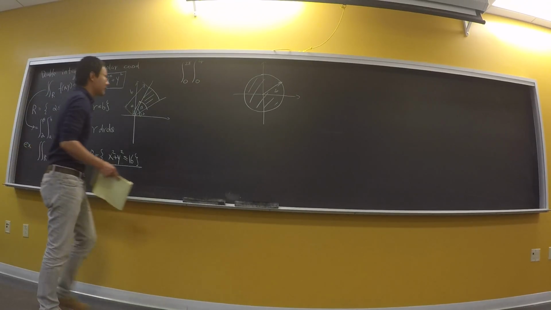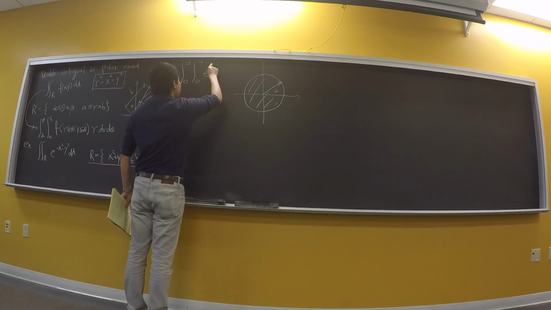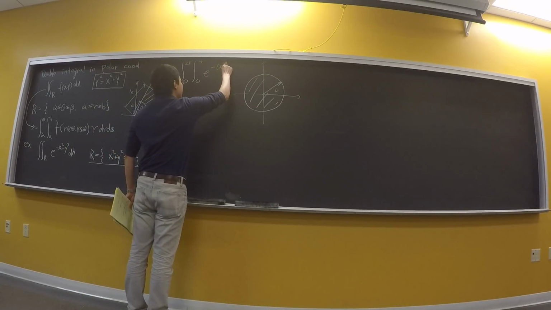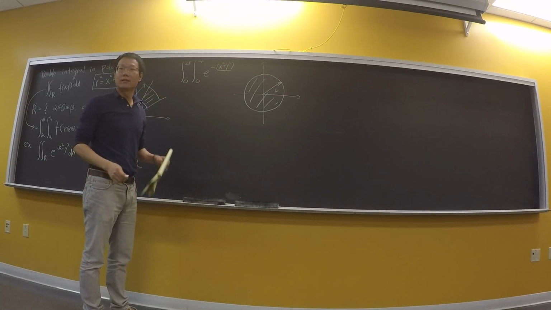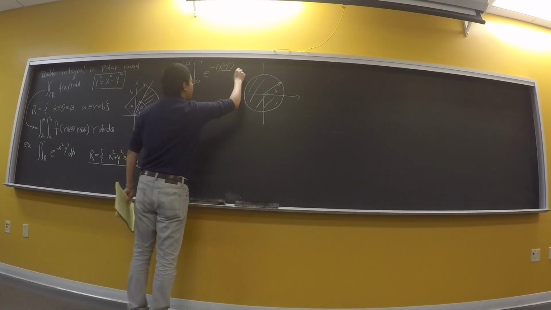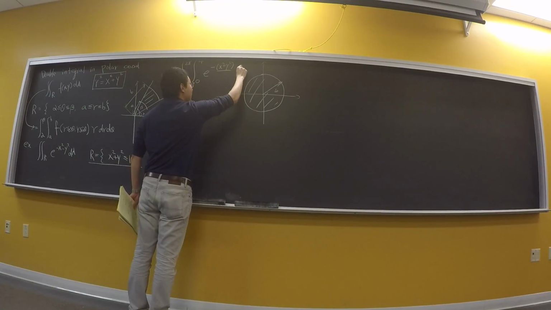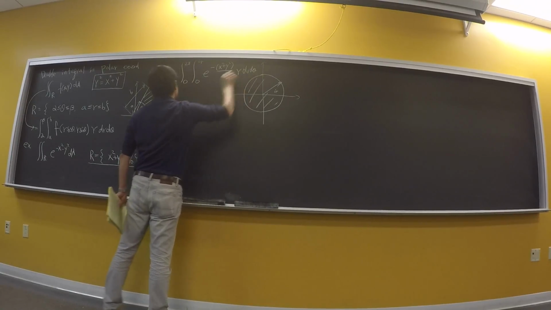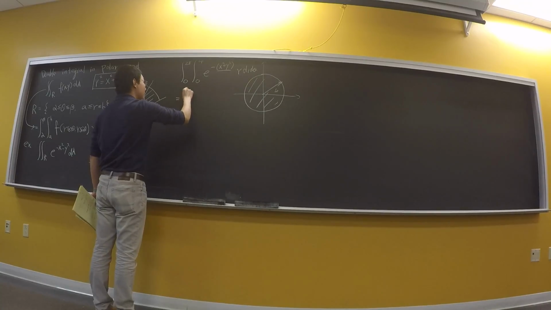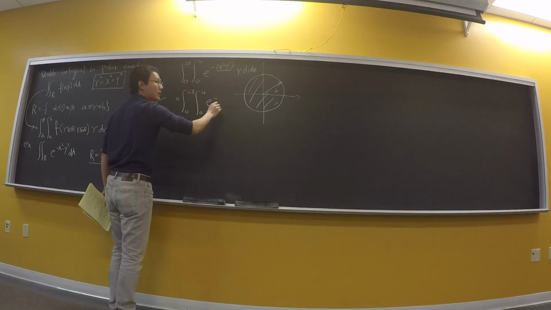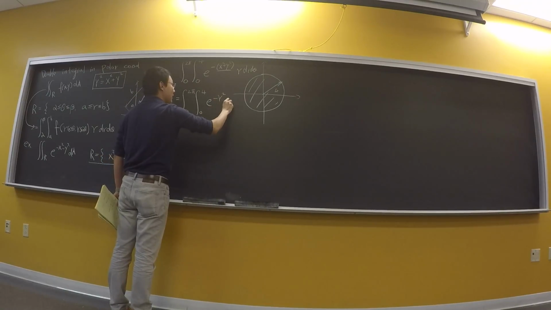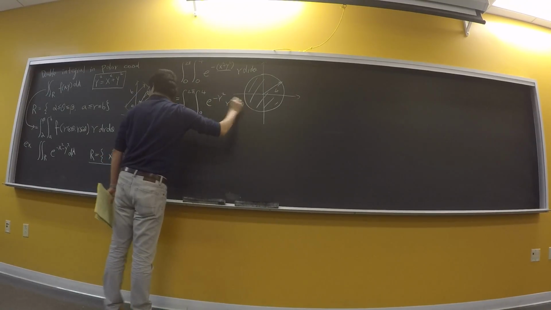This is indeed one of the hints we began from. So e to the minus x squared plus y squared becomes e to the minus r squared, and then we have the extra r coming out, dr d theta. So in the end, I'm getting the integral from 0 to 2 pi, from 0 to 4, of e to the minus r squared multiplied by r dr d theta.